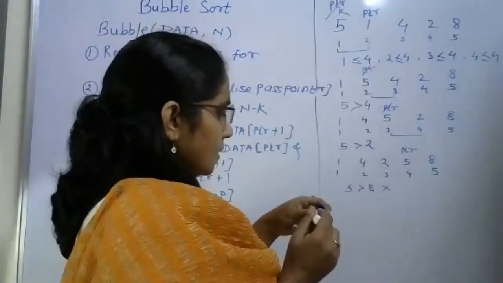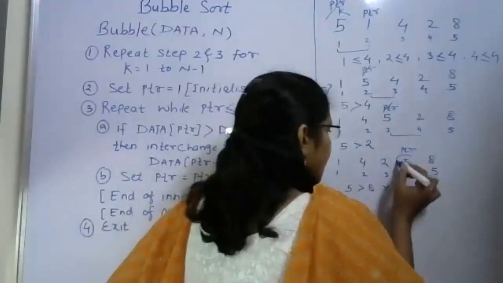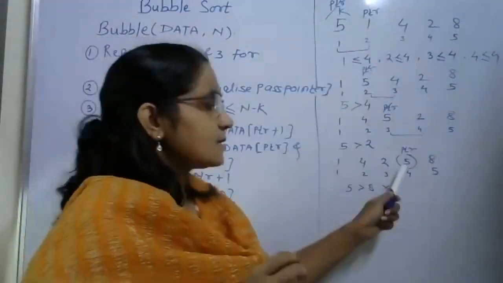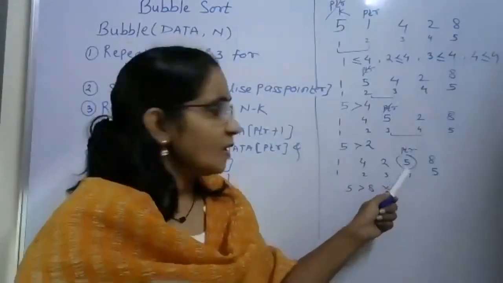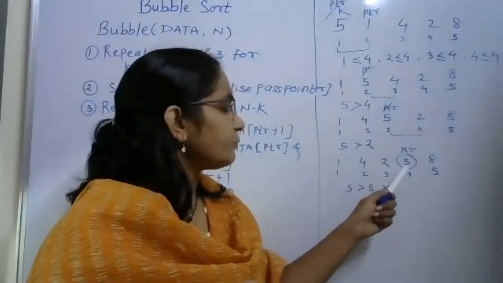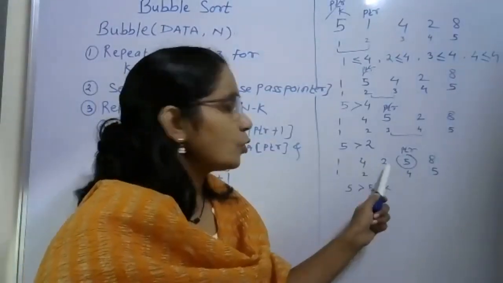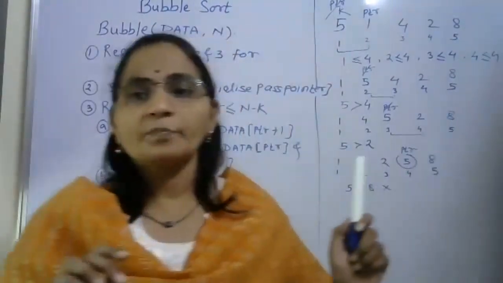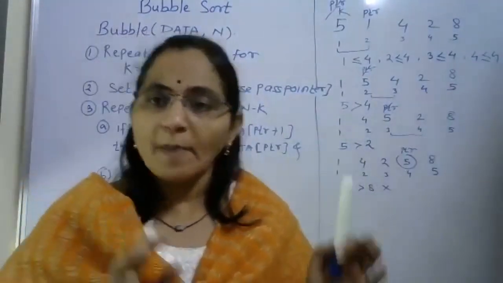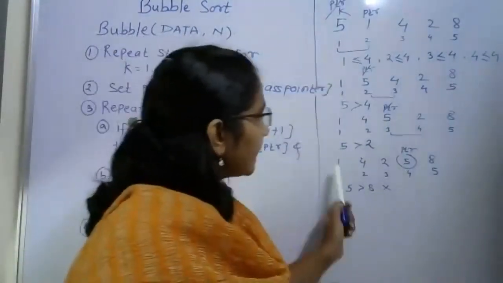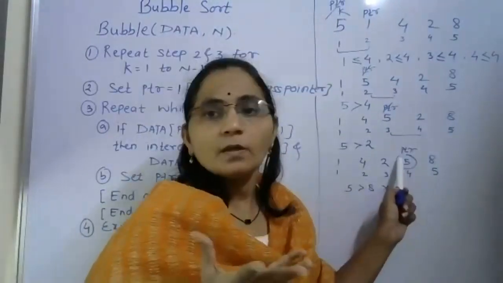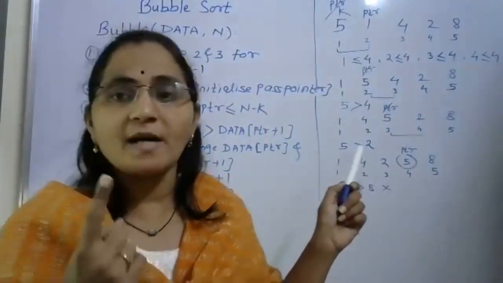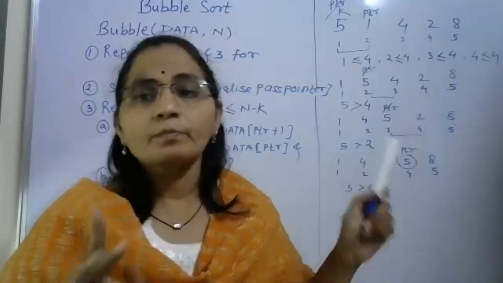This is the end of pass 1, and you see that at the end of pass 1, the first element 5 gets the final position in the array. How? Because at the left of this 5, the values 1, 4, 2 are all smaller than 5, and at the right the values are greater. So this is the end of pass 1, and this 5 comes up like a bubble in the water. It occupies its final position at the end of pass 1, and that's why it is called bubble sort.